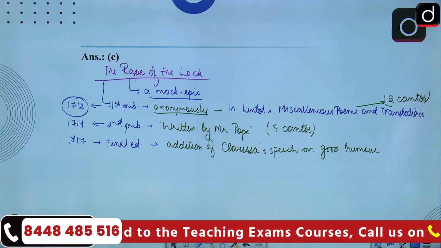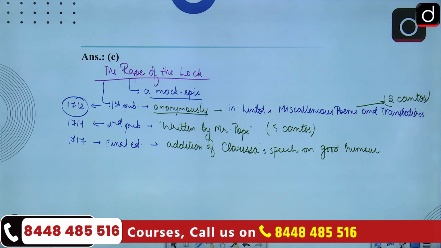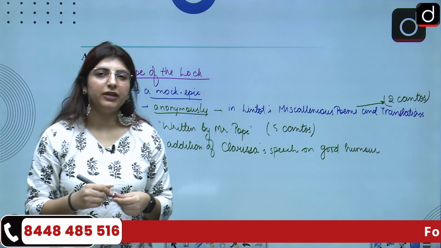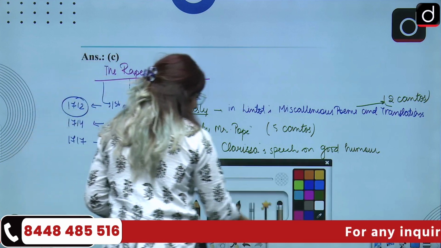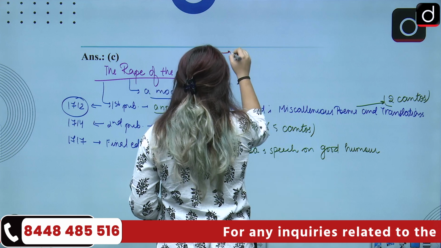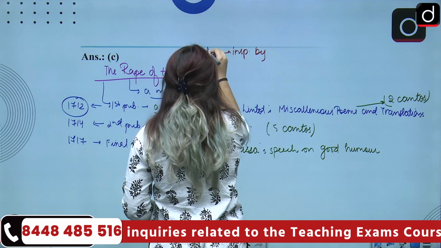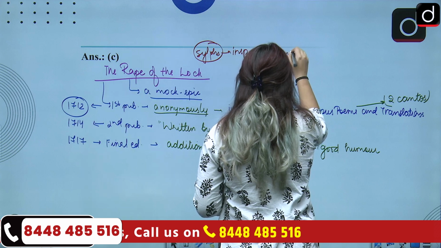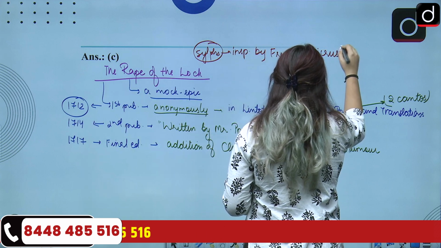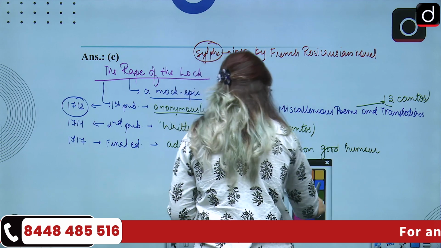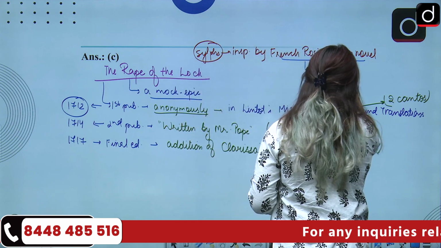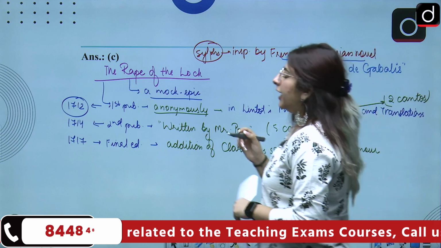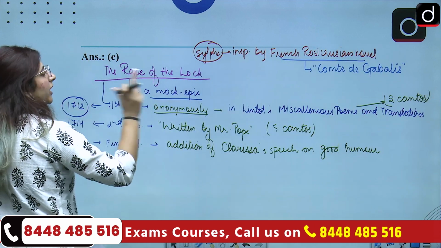Certain other pieces of information: you will find a lot of images in it, specifically the image of sylphs, okay? Pope uses supernatural imagery here, right? So the supernatural imagery, these sylphs that come, are inspired by a French Rosicrucian novel named Comte de Gabalis, right? And also, Pope wrote another work, A Key to the Lock.